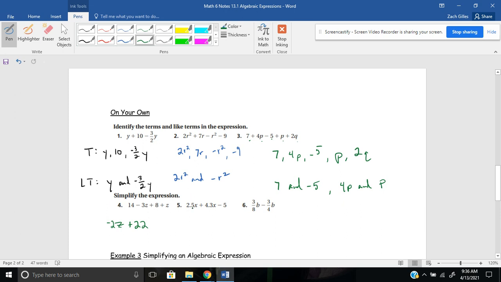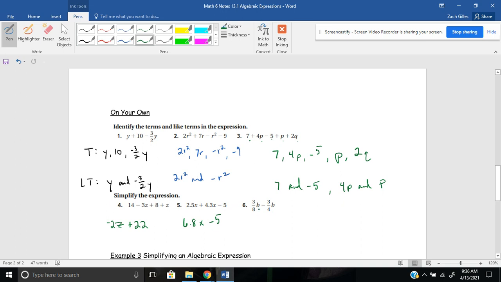Number 5, add our x terms together. They are like. So that would be 6.8x minus 5. Notice how we don't do anything with this. We can't combine it with anything, so we just write it along with it.